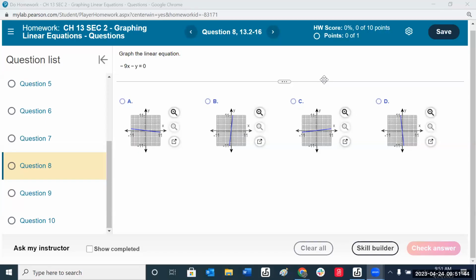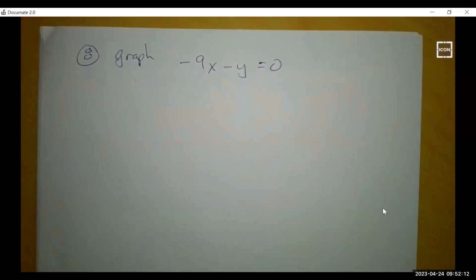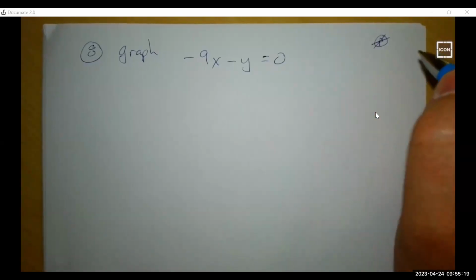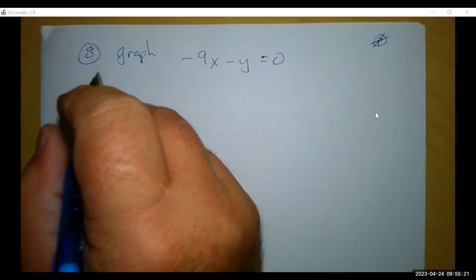Okay, the next one in the homework assignment, the next set. Graph the equation negative 9x minus y equals 0. This is one of those instances where the x-intercept and y-intercept won't work.